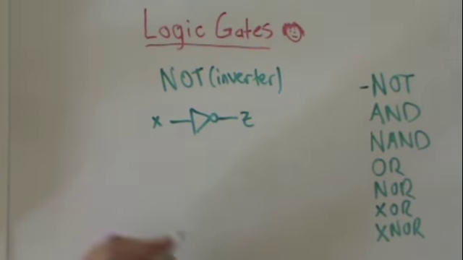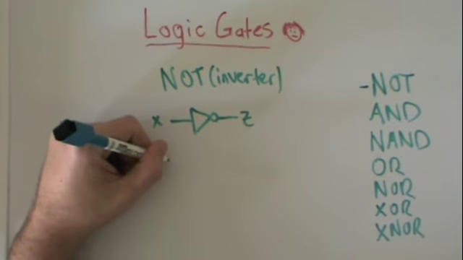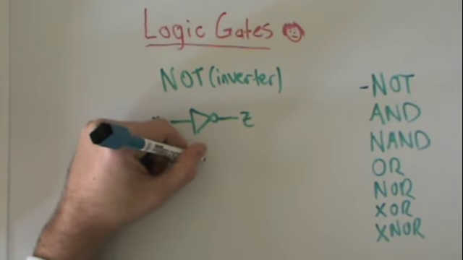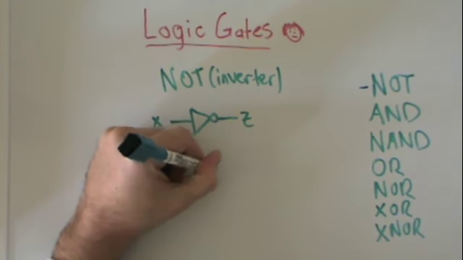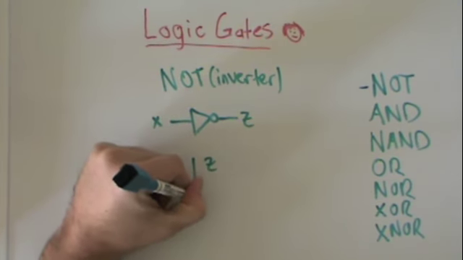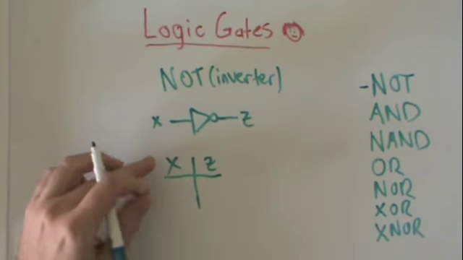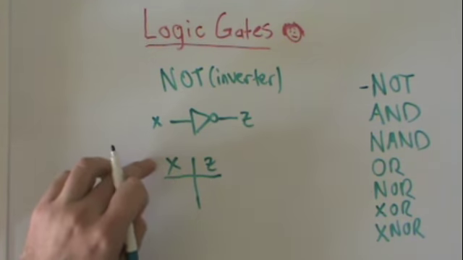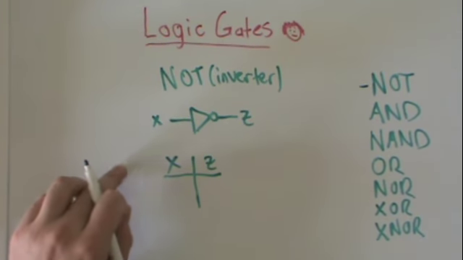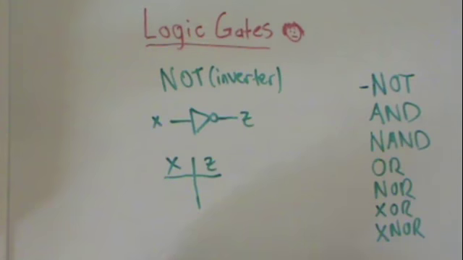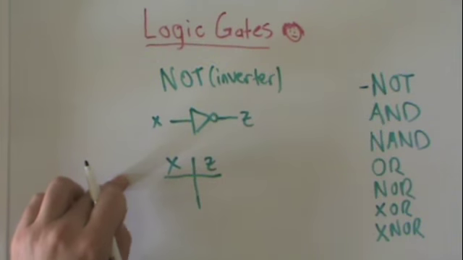And the truth table, well, it doesn't get any simpler than this. This is the input, this is the output. If you've never seen a truth table before, all it does is take all the possible input combinations. If we had three inputs, then we would have a total of 8 possible combinations. It's 2 to the number of inputs.